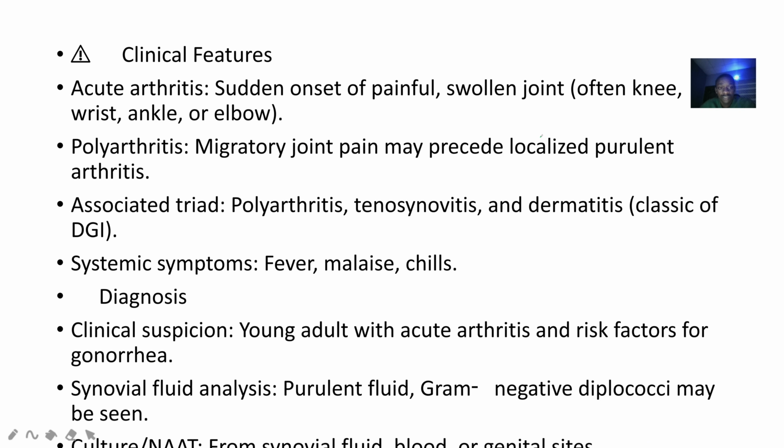So clinical features is acute arthritis where there is sudden onset of pain, the joint is swollen, the ankle is swollen, the elbow is also swollen. Polyarthritis, you can have the inflammation in many joints. Associated things, you can have tenosynovitis, dermatitis where there's like inflammation of the skin and all of that. There's fever, there's malaise, and there's also chills.